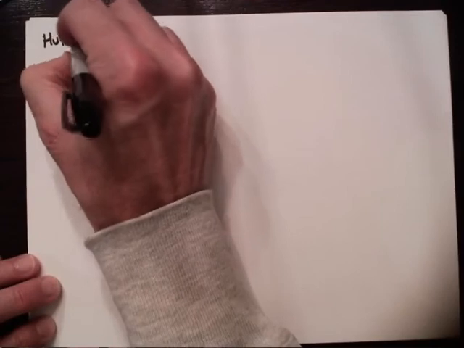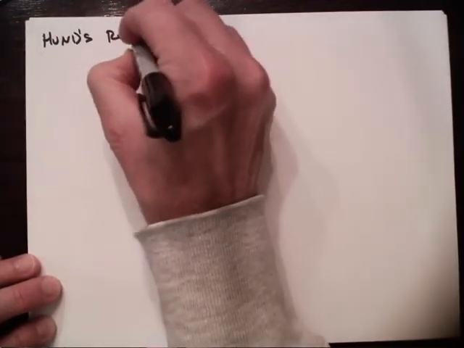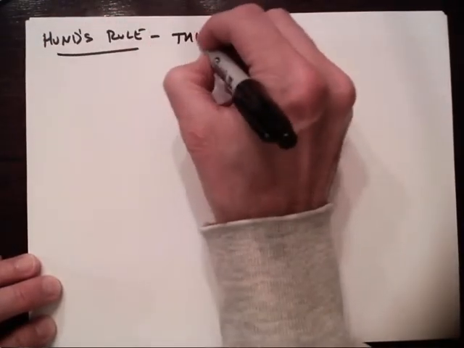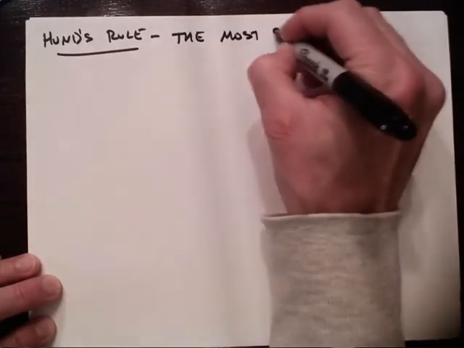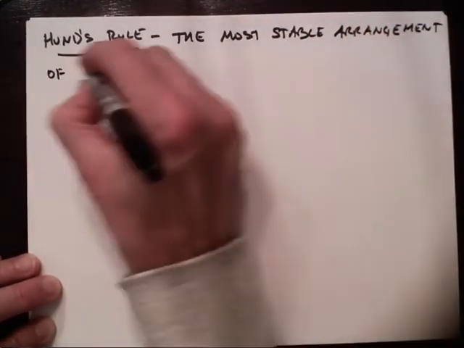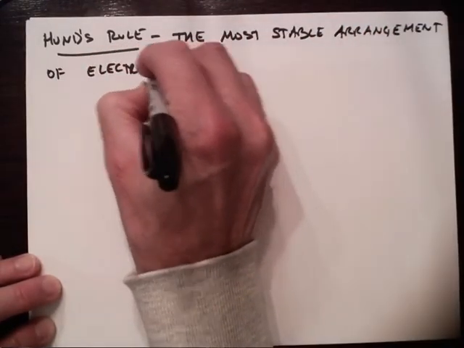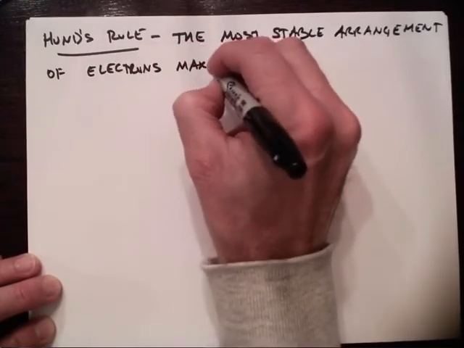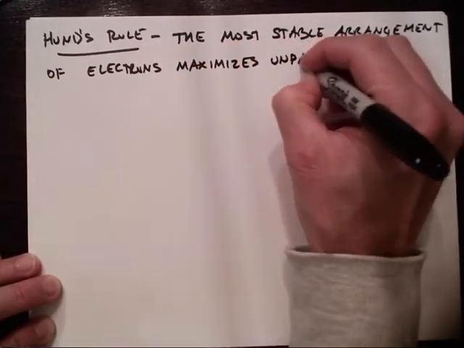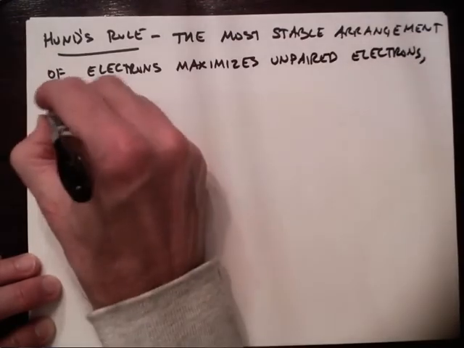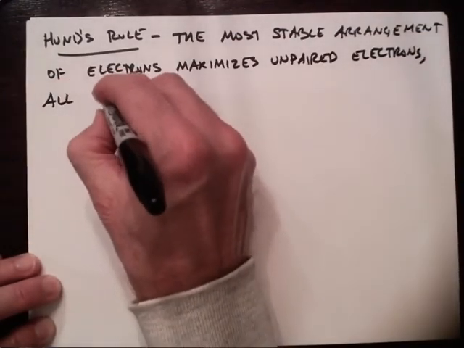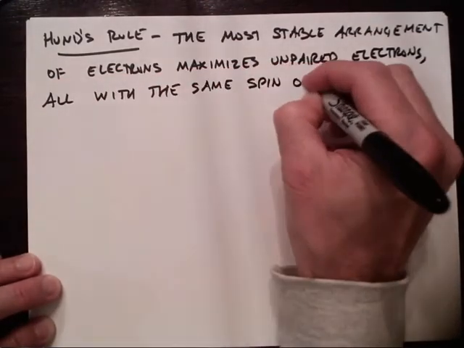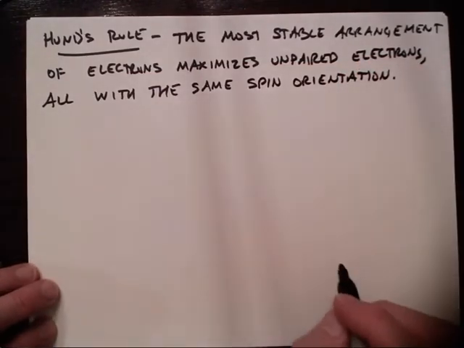Okay, the last rule we're going to cover is called Hund's rule, which says the most stable arrangement of electrons maximizes unpaired electrons, all with the same spin orientation. What in the world does that mean?